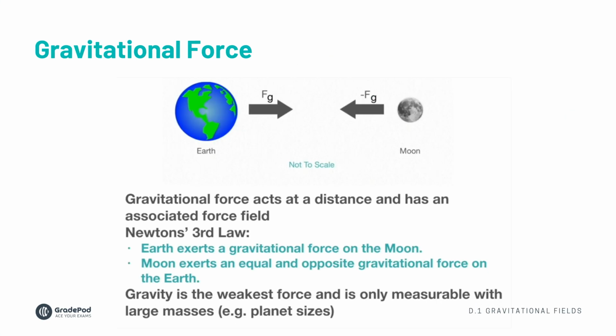Let's have a look. I'd like you to consider the Earth and the Moon. We know that the Moon orbits the Earth, and that the Earth exerts a gravitational force on the Moon, and the Moon exerts a gravitational force on the Earth. This gravitational force acts at a distance and has an associated force field, much like a positive or a negative charge or a magnet. Because of Newton's third law, when we say that the Earth exerts a gravitational force on the Moon, there must be an equal and opposite force. So the Moon exerts an equal and opposite gravitational force on the Earth.